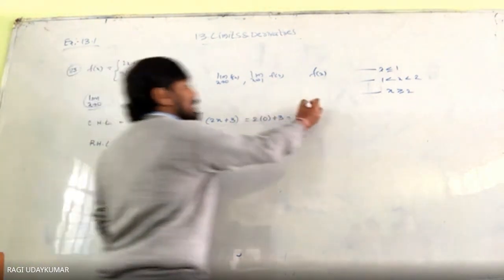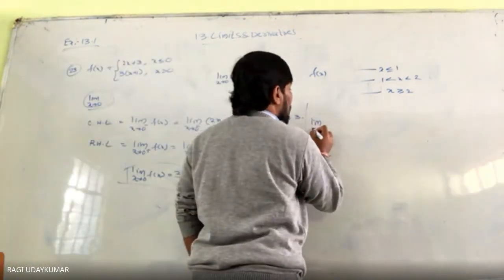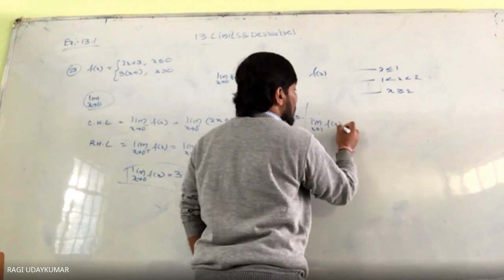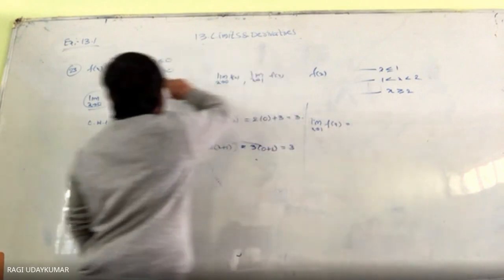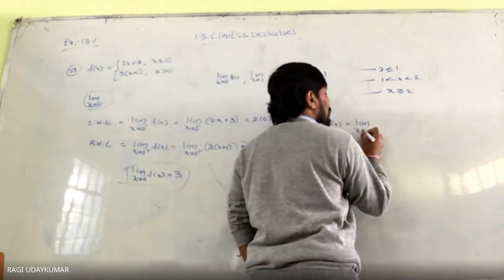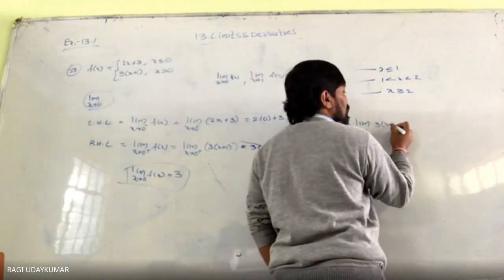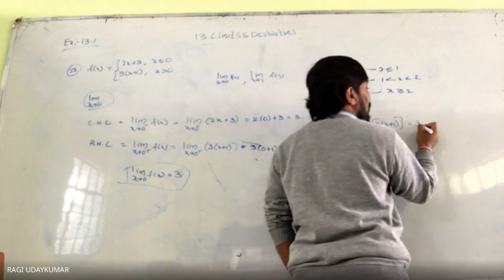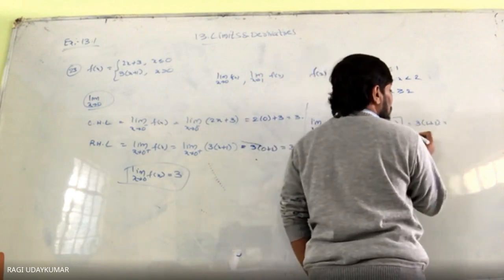And what about the limit as x tends to 1 of f of x? One is fine, so directly take this function into consideration. Take the limit as x tends to 1 of 3 times x plus 1, and substitute 1: 3 times 1 plus 1, which is 6.